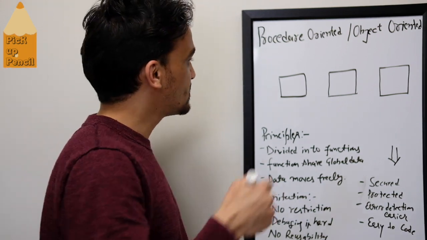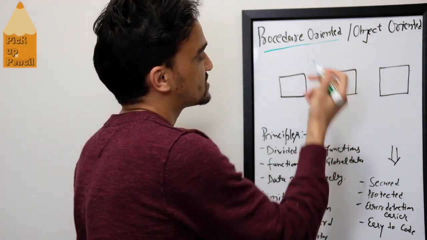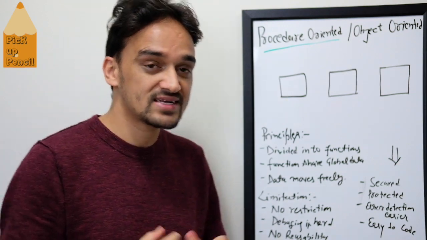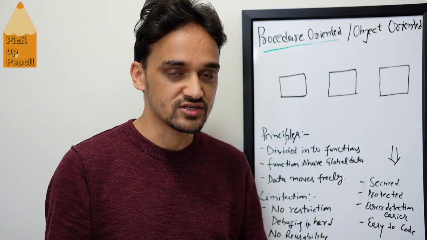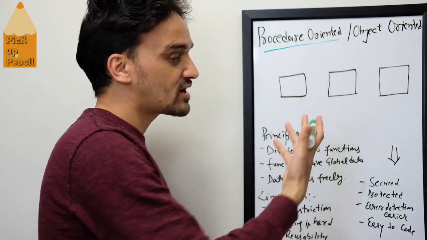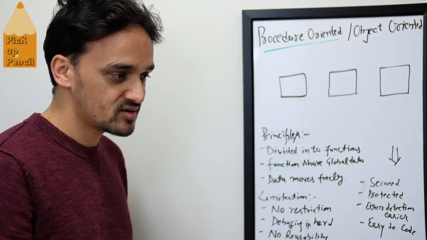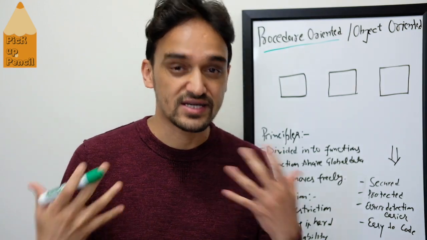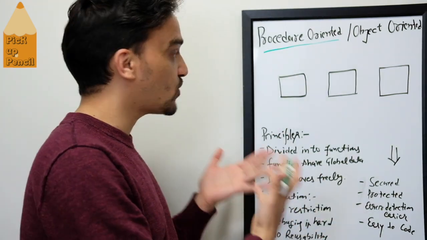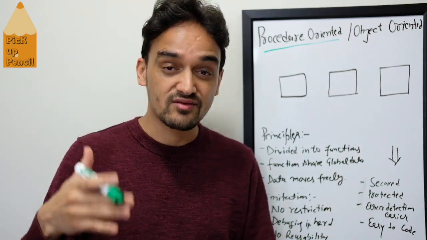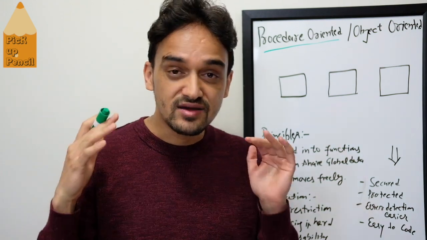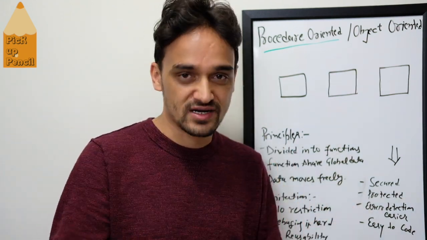Let's first take procedure-oriented programming language. As the name suggests, procedure. This kind of programming language totally focuses on a procedure. Procedure we also call a function. So procedure-oriented programming languages are function specific. They focus totally on the functions.